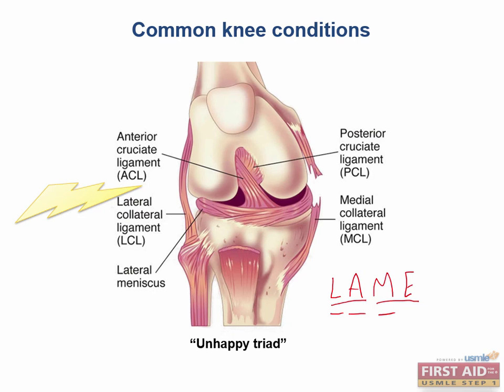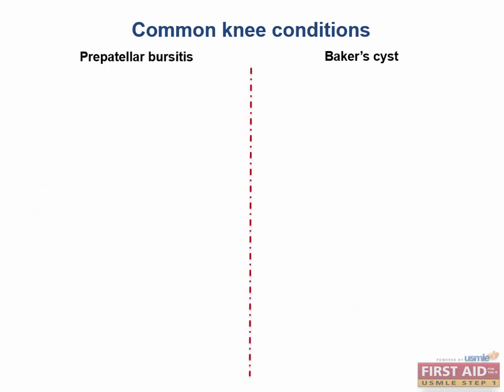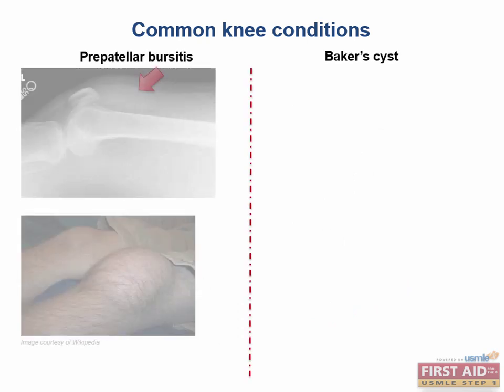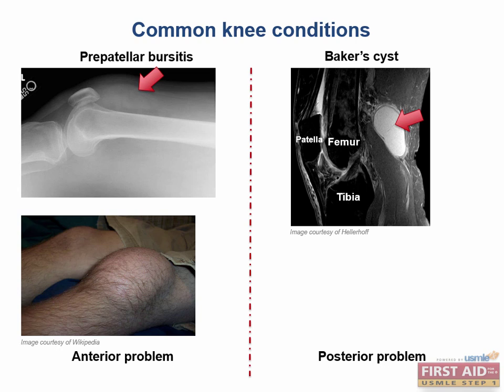The next 2 common knee conditions are prepatellar bursitis and the Baker's cyst, which we will tackle together. Prepatellar bursitis is also known as housemaid's knee because it's usually caused by extensive kneeling, and the bursa over the patella gets inflamed and painful. This is a superficial anterior problem. A Baker's cyst, on the other hand, is a posterior problem. It's a popliteal fluid collection that usually results from chronic arthritis. Cyst is a misnomer because it's actually usually an open communication with the synovial sac.